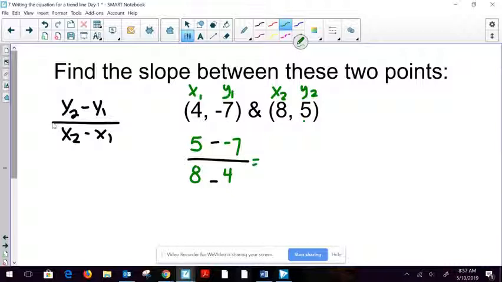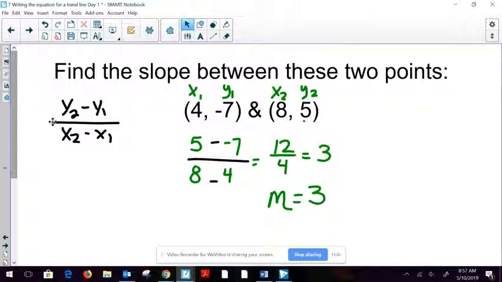And now we carefully subtract watching our signs. What is 5 minus a negative 7? Great. It is a positive 12. And what is 8 minus 4? You betcha, that is 4. Now, when we look at this fraction, you ask yourself, can we go through and reduce? We sure can. 12 divided by 4 gives me 3. So the slope is equal to 3. Remember, slope is represented by the letter m, so m is equal to 3.